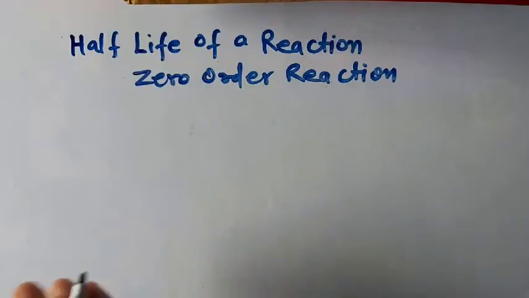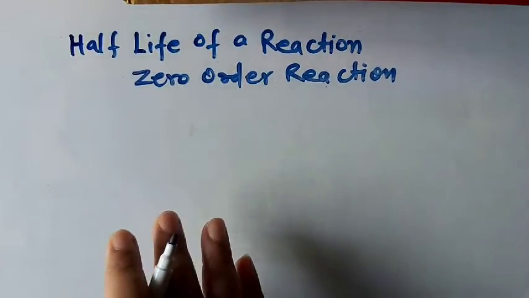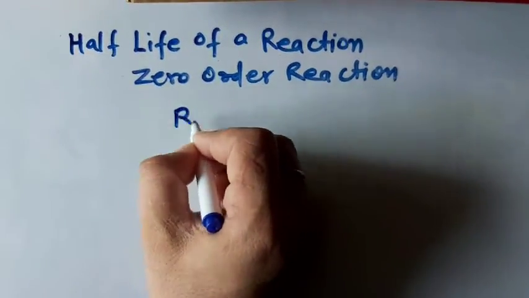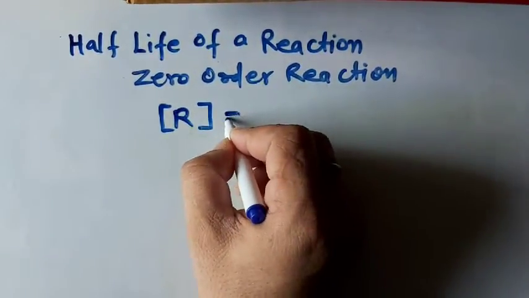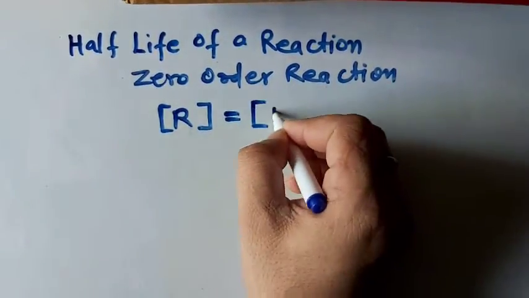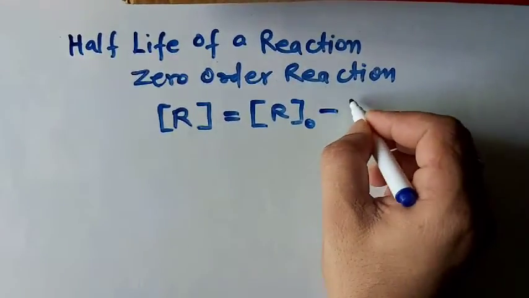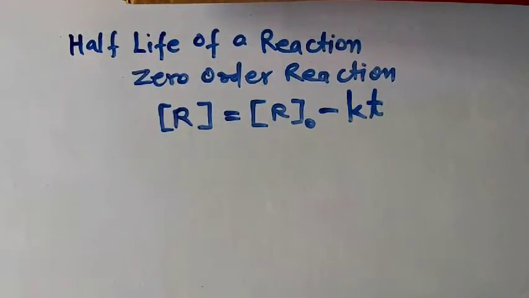In this case, we know the integrated rate equation for zero order reaction is: concentration of reactant is equal to concentration of reactant initially minus rate constant into time. This is the equation.